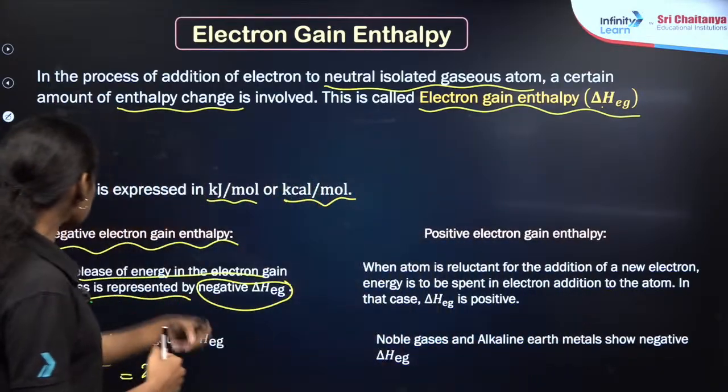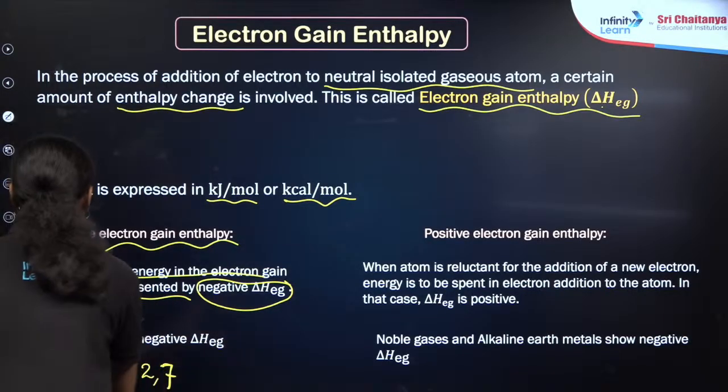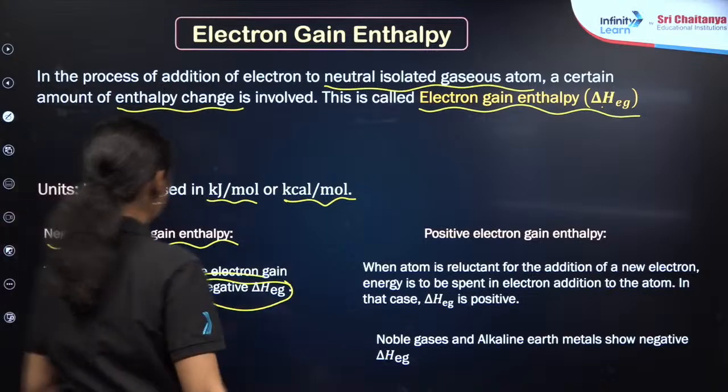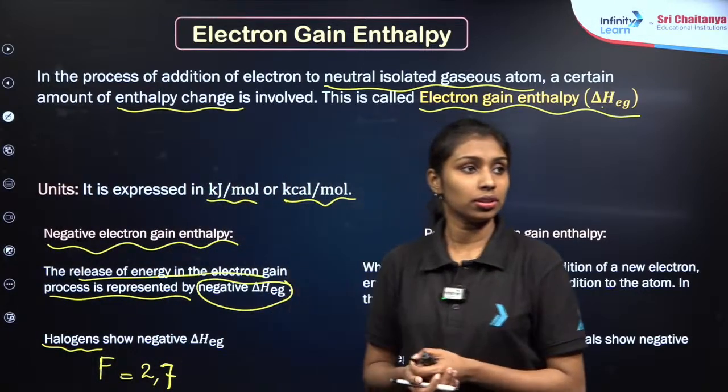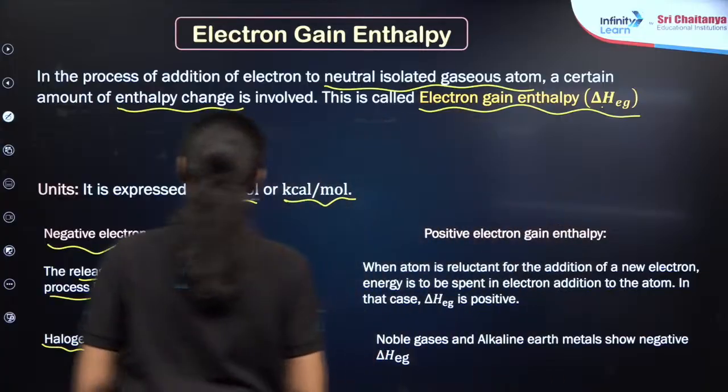Which means energy is released when it gains one electron, so it will have a negative value of energy. Clear?